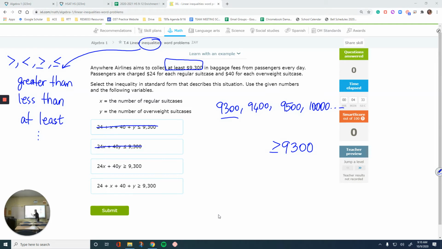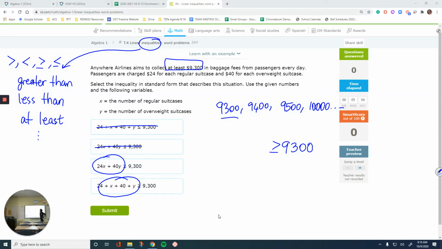Now, the differences between them, 24 plus x plus 40 plus y. I haven't read the question, but I think this is going to be the answer, but let's read the question, because this usually doesn't make sense. That looks interesting. If it says something costs $24 and the other thing is x dollars, the last one would be our answer, but I don't think that's very likely.